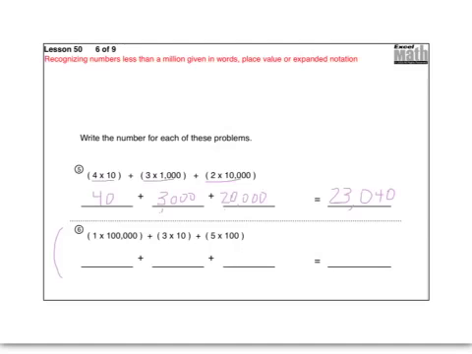So you're learning 1 times 100,000 is 100,000 because 1 times anything is itself. 3 times 10 is 30. 5 times 100 is 500. So we have 100,000 and then we have 530.